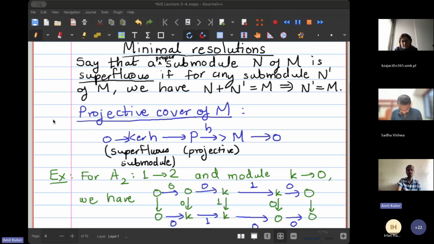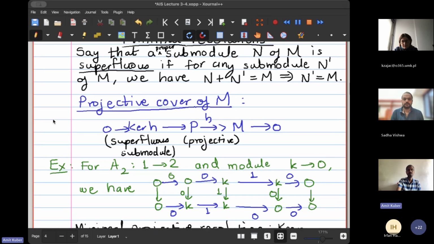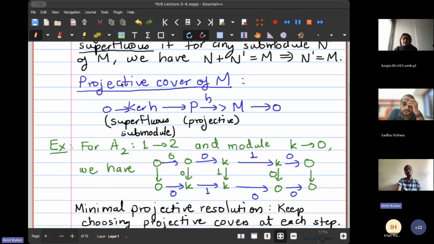It's not easy to come up with random examples of this sort. A projective cover is essentially this short exact sequence, where P is projective and the kernel of this surjection is a superfluous submodule. So in some sense, we are saying P is the best, the minimal one which covers N. If it is not superfluous, then it will have something which can be separated from N. So we are trying to capture that particular idea.